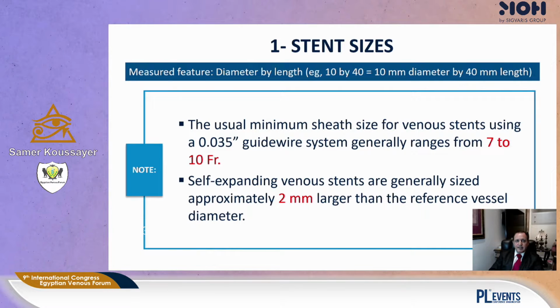When we say the size of a stent is 10 by 40, what does that mean? 10 is usually the diameter and the 40 is the length. The usual minimum sheath size for a venous stent using a 0.035 guide wire is usually between 7 to 10 French. But it's not a big deal in the venous system. Even with a 10 French, with compression, you can stop the bleeding. You don't need any closure device. The self-expandable venous stent is usually sized approximately at least 2 millimeters larger than the reference vessel diameter.